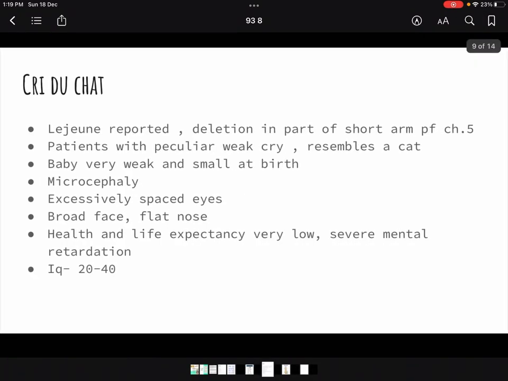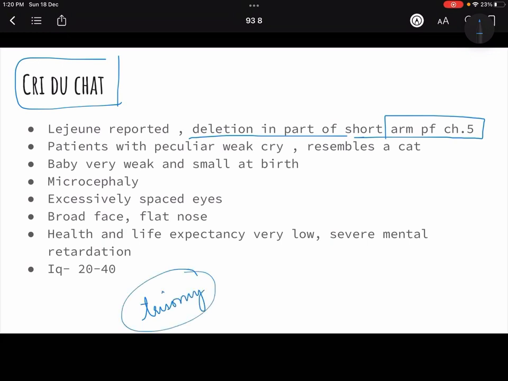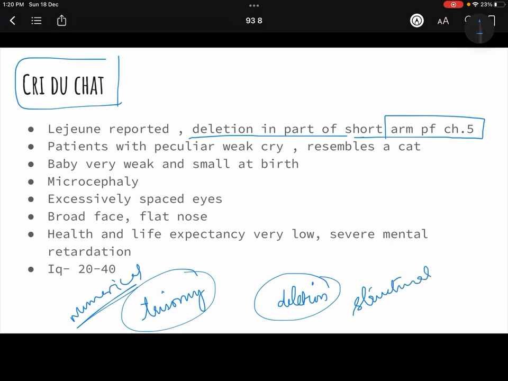Now let's go to the next one, that is Cri-du-chat, and Lejeune was the first person who reported this, and in this we have deletion in the part of chromosome number 5. So basically this is a little different because there is no trisomy. Until now, whatever we studied in the autosomal aberrations, we saw that there were certain trisomies happening. Now here it is deletion. Trisomy is numerical, that means there was numerical change in the chromosome, but deletion is a structural change. So deletion is structural change.